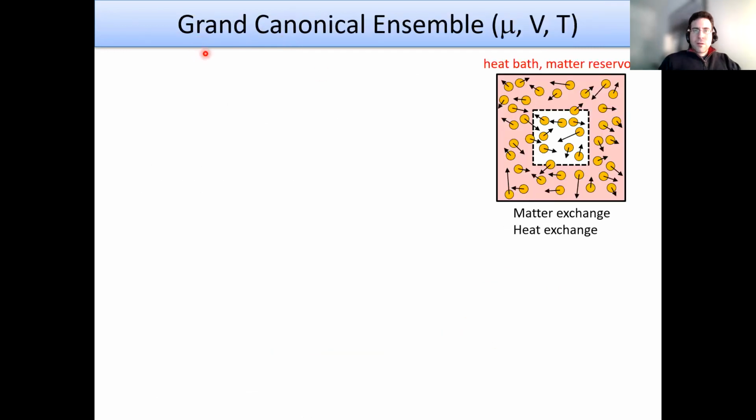So the final ensemble we're going to talk about is the grand canonical ensemble, which is kind of similar to the canonical, but in this case, we also allow for matter exchange. Remember, in the canonical ensemble, we had an isolated big system that consisted of a heat bath and a smaller system which could exchange energy, thermal energy, with the heat bath. In this case, we have a heat bath, but also a matter reservoir. So it's not only that we exchange heat, but we also exchange matter between the bath and matter reservoir and the small system.